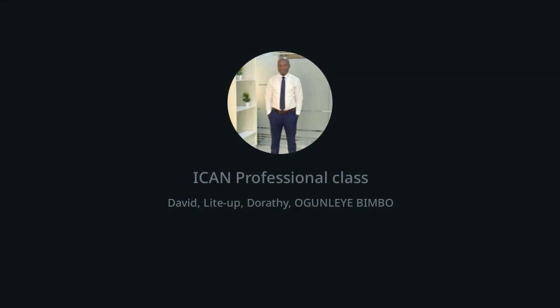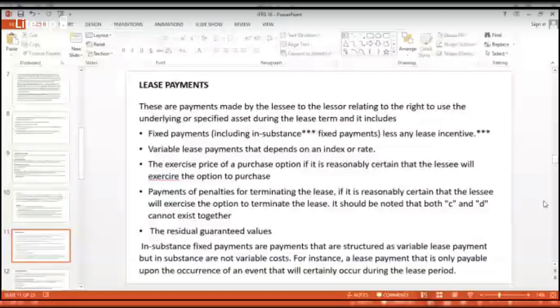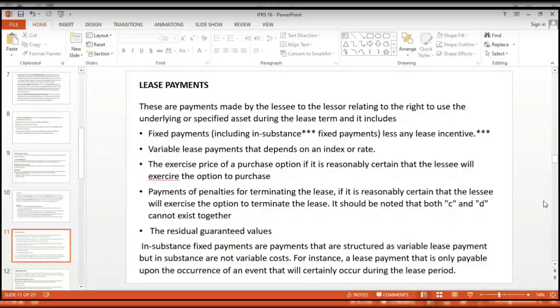We now have lease payments. These are payments made by the lessee to the lessor relating to the right to use the underlying asset or specified asset during the lease term, and it includes 1. Fixed payment, including in substance fixed payment, less any lease incentive. So if there's any fixed payment and we give you any discount as incentive, that's lease payment. 2. In addition, it includes variable lease payment that depends on an index or rate. If there's anything like variable arrangement there, it will be considered as lease payment.